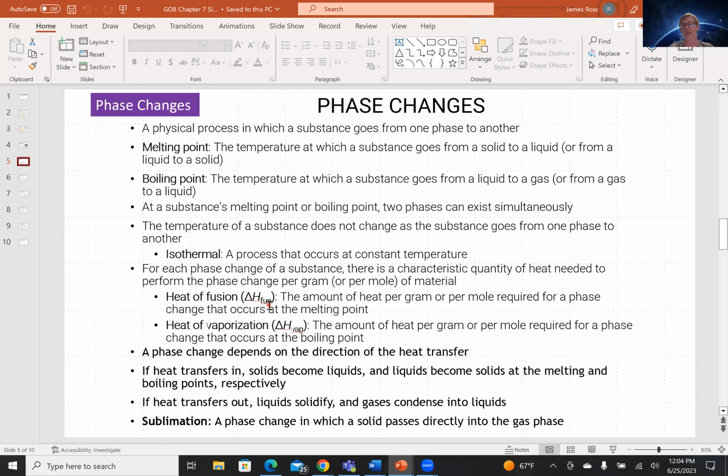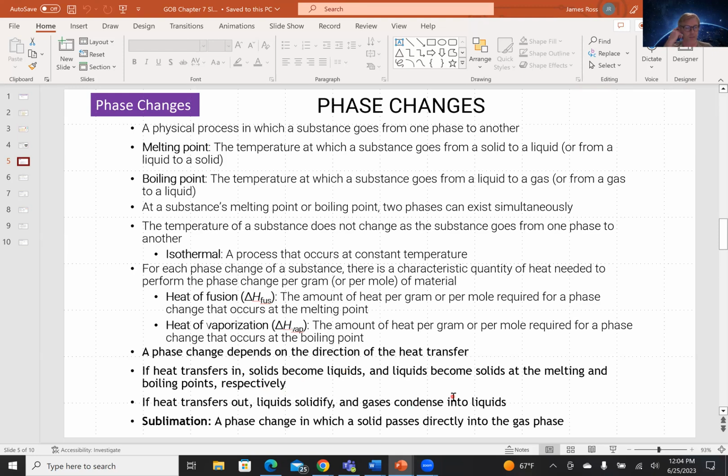These can also be called latent heats, and that's because they sometimes are hard to detect. A latent heat typically refers to a phase change. And we'll see in the next slide that a latent heat has no dependence on temperature, or it doesn't cause a temperature change.